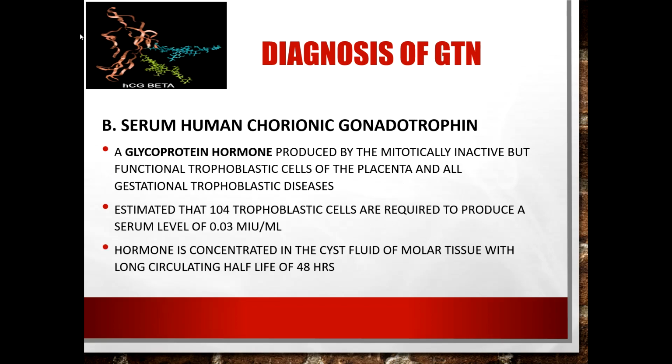HCG is produced by the mitotically inactive but functional trophoblastic cells of the placenta and in all gestational trophoblastic diseases. It is estimated that about 10^4 trophoblastic cells are required to produce a serum level of 0.03 MIU per ml. The hormone is concentrated in the cyst fluid of molar tissue with a long circulating half-life of 48 hours.